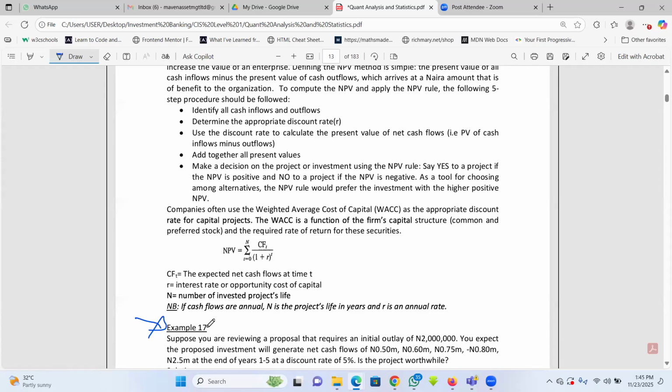Okay, sir. Suppose you are reviewing a proposal that requires an initial outlay of 2 million. You expect that the proposed investment will generate net cash flows of 0.50 million, 0.60 million, 0.75, 0.80 million, and 2.5 million naira at the end of years 1 to 5 at a discount rate of 5%. Is the project worthwhile?